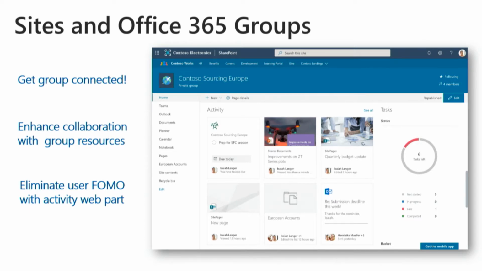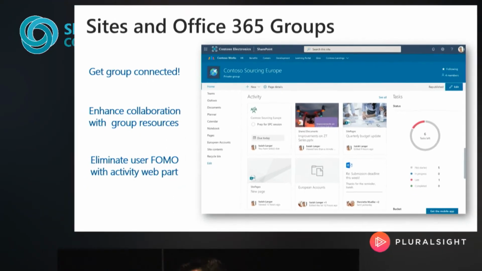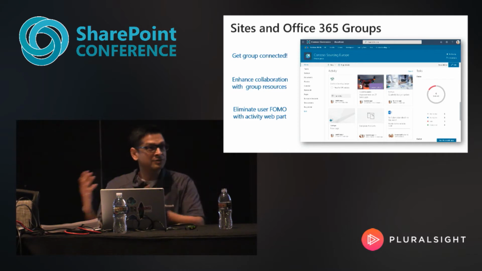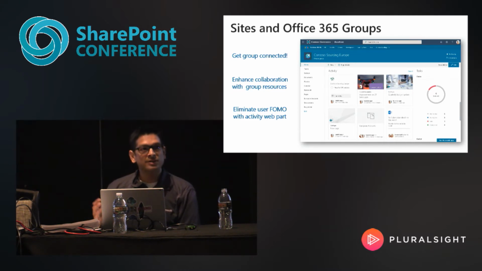You also get to help eliminate FOMO. Does everyone in the audience know what FOMO is? It's the notion of fear of missing out. Often when people are working in a team, you have to triage a mailbox for new emails that are coming in. You have to go to a planner for your task management. The whole idea behind the activity web part is to really aggregate all of that important information that's relevant for your team and bubble that up into a single place.